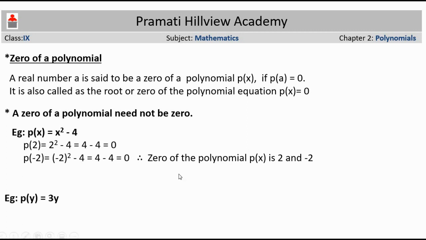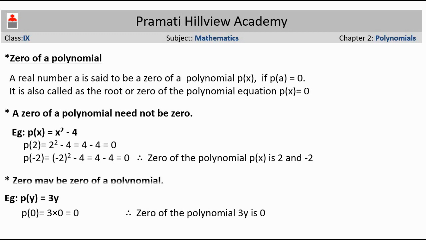Let's consider another polynomial p(y) = 3y. Here, when y becomes 0, p(0) = 3 into 0, which is equal to 0. Therefore, the zero of the polynomial 3y is 0. Hence, 0 may be a zero of a polynomial.